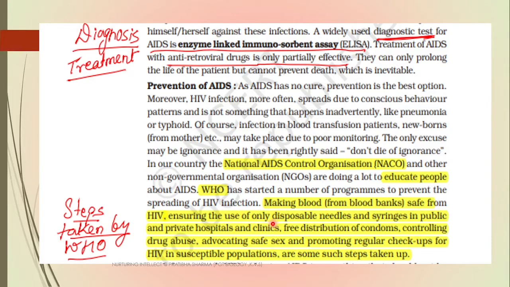Then, in all public and private hospitals and clinics, the disposable needles and syringes are in use. There is free distribution of condoms, controlling drug abuse, and advocating safe sex and promoting regular checkups for HIV in susceptible populations. So these are some of the steps which are taken by WHO. So ये भी आप याद कर लेंगे.